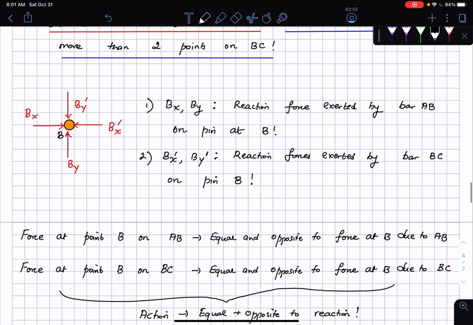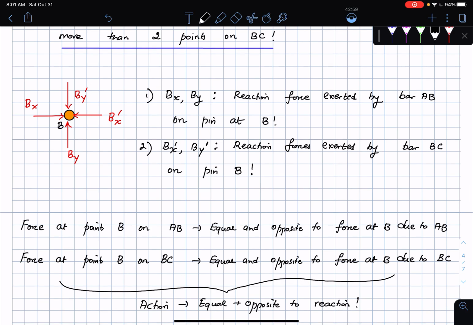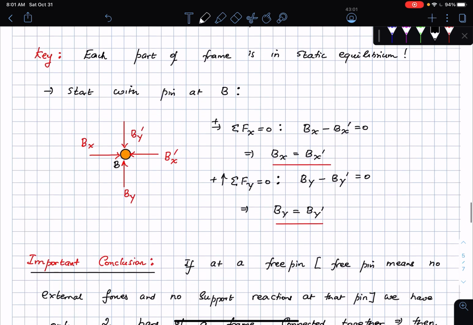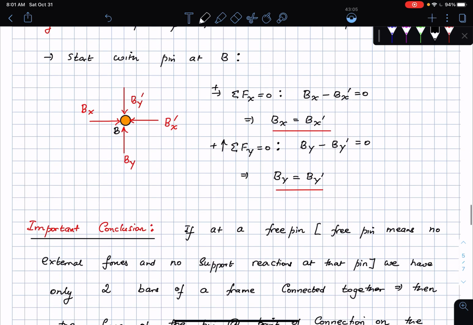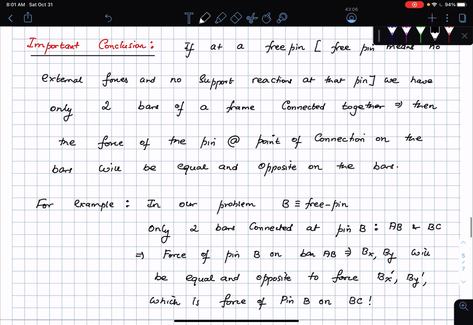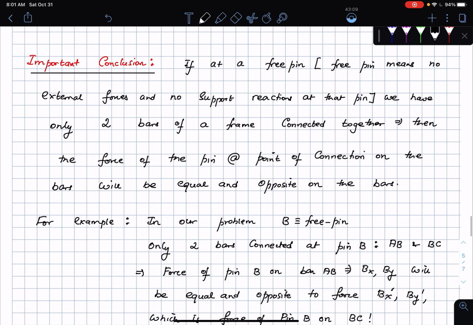Then I went to the pin at B. There are sets of forces from two bars which are connected together at that pin. Based on equilibrium, I can show that these two forces are equal and opposite to each other. So we come to an important conclusion. If at a free pin, meaning no external forces and no support reactions at that pin, we have only two bars of a frame connected together, then the forces of the pin on the bars at the point of connection will be equal and opposite. And this is exactly what we have in our problem.